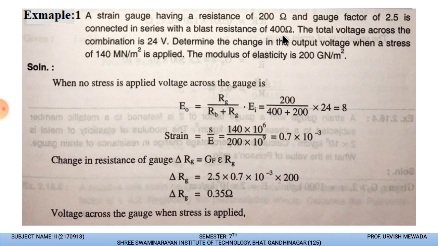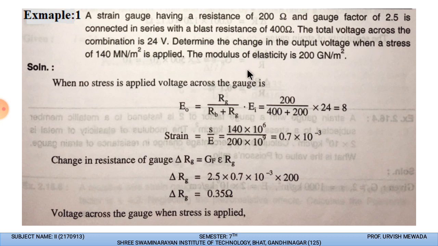This ballast resistance is a compensating resistance for the strain gauge, and the total voltage across the combination is 24 volt. So the input voltage for this strain gauge bridge circuit is 24 volt, and we must determine the change in the output voltage, means V output or E output, when a stress of 140 mega newton per meter square is applied. Whenever such stress is applied, we need to find the change in the output voltage.